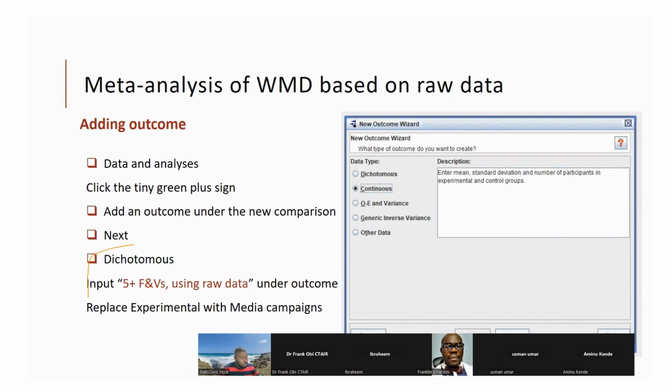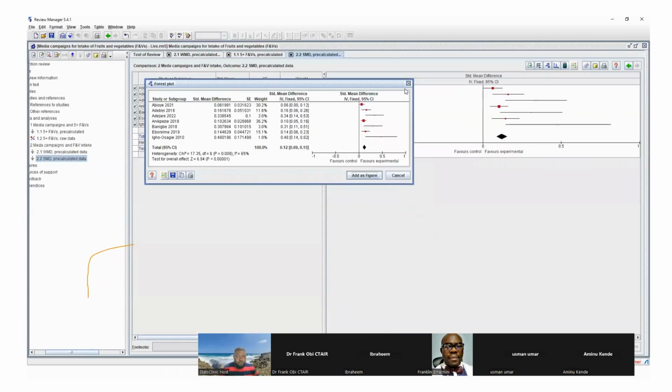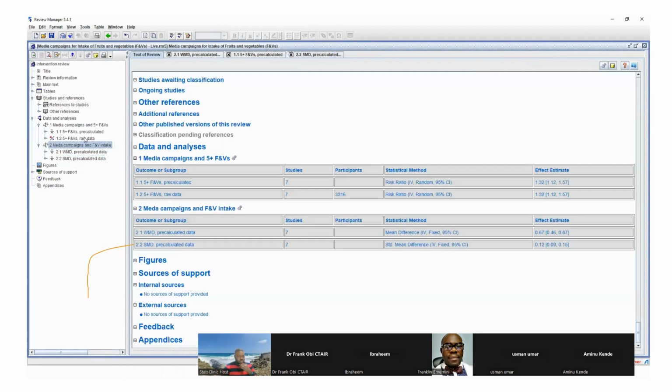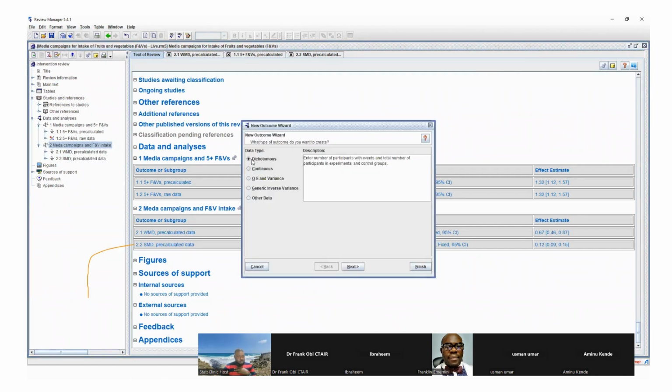So if you go back to RevMan, we will create a new outcome. To create a new outcome, you click on this comparison, and then you say add outcome. In this case, because you're using raw data, you click continuous.